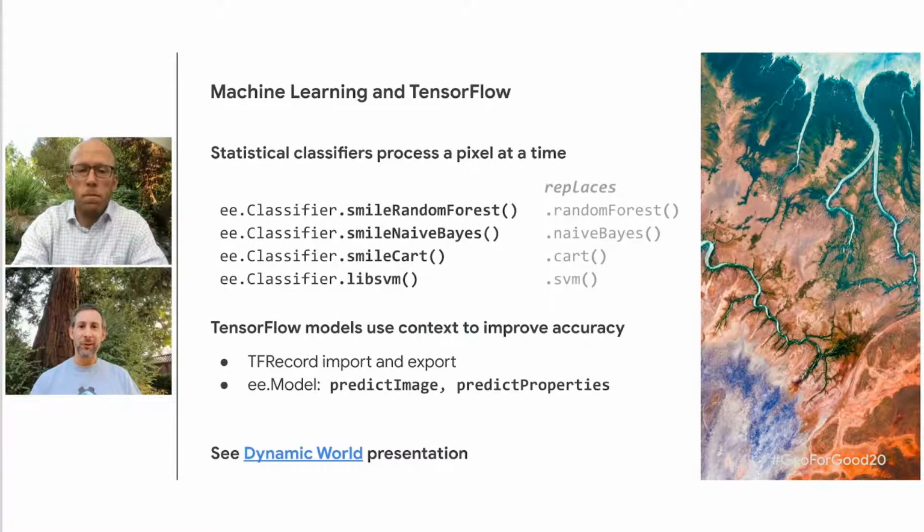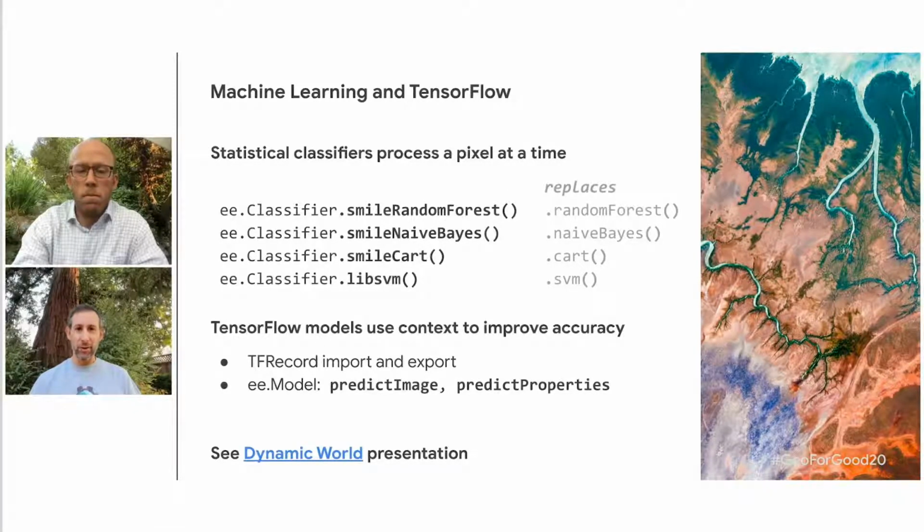I did mention TensorFlow. We have improved support for machine learning using both deep neural nets and statistical classifiers. In fact, we've upgraded our ee.Classifiers to new versions based on the open source SMILE library. This includes random forest, naive Bayes, decision trees, CART, and SVM classifiers. The new versions take the same parameters as before, but perform better and have new explain features too. So we encourage you to switch over.